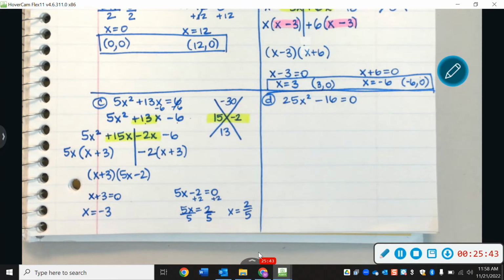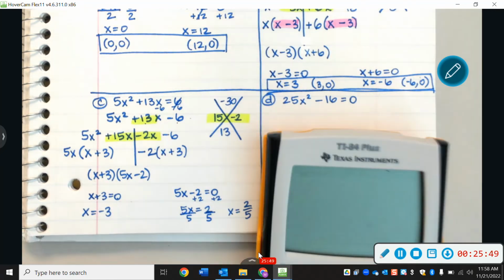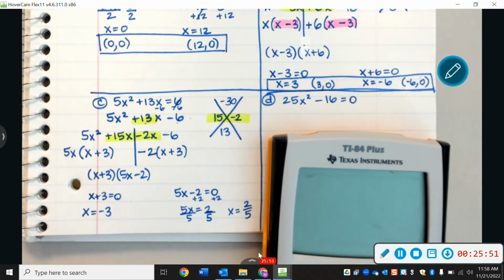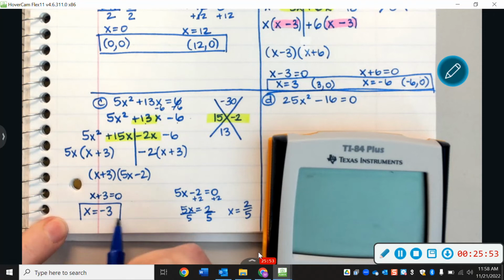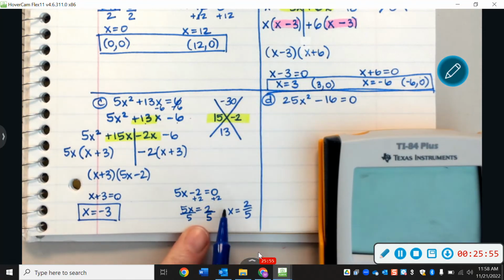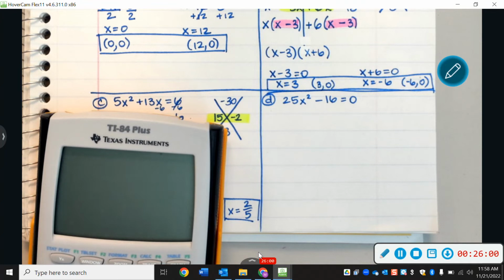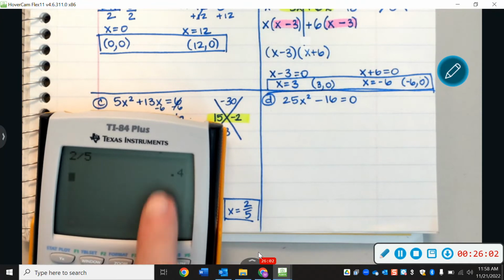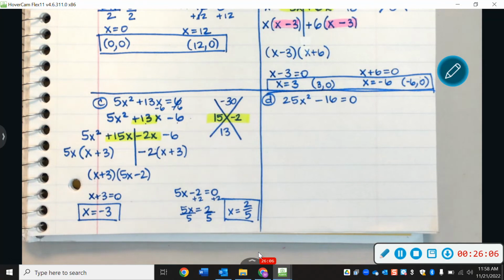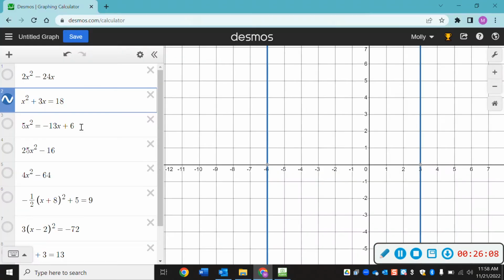And we're going to go ahead and check the graph in just a moment. But just to show you that these two x-intercepts, we would want to leave our answer as a simplified fraction for this one. But on the graph, I think it's going to show us a decimal. So I just want to show you that 2 divided by 5 gives me 0.4, and we'll see that on our graph. So I'm going to switch over to Desmos.